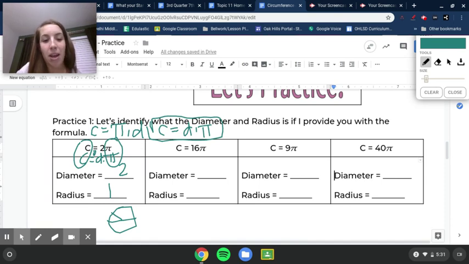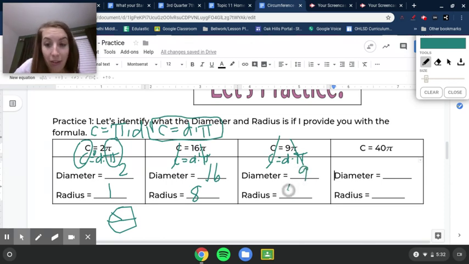Okay, let's do the same thing. We're going to move on to the next one. The formula is c is equal to 16 pi. Well, if I rewrite my formula, c is equal to the diameter times pi. They already had the circumference taken care of, and they already had pi taken care of. So the only thing left was the diameter, which means the diameter is 16 in this formula. If the diameter is 16, that means the radius is 8, because it's half of it. Okay, next one. Circumference is equal to the diameter times pi. They already had the circumference and they already had pi, so that means diameter is 9, which means the radius is 4.5.